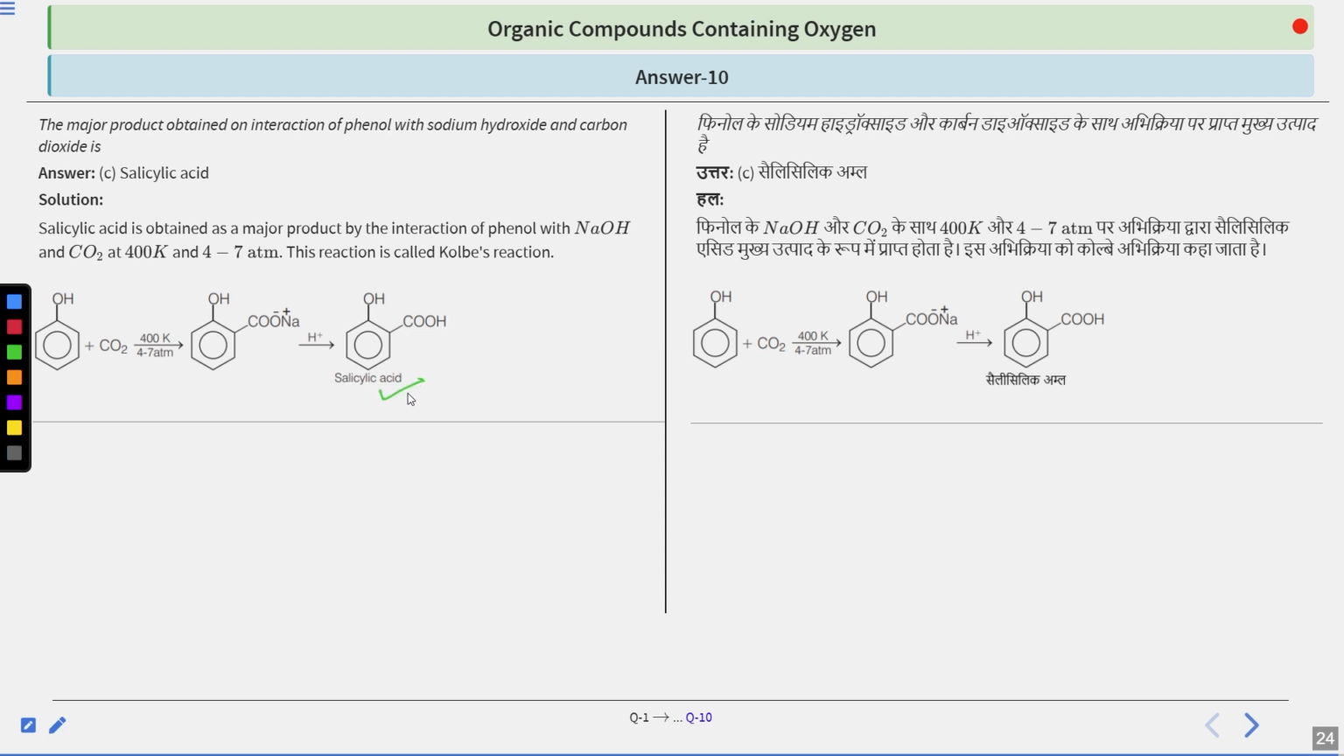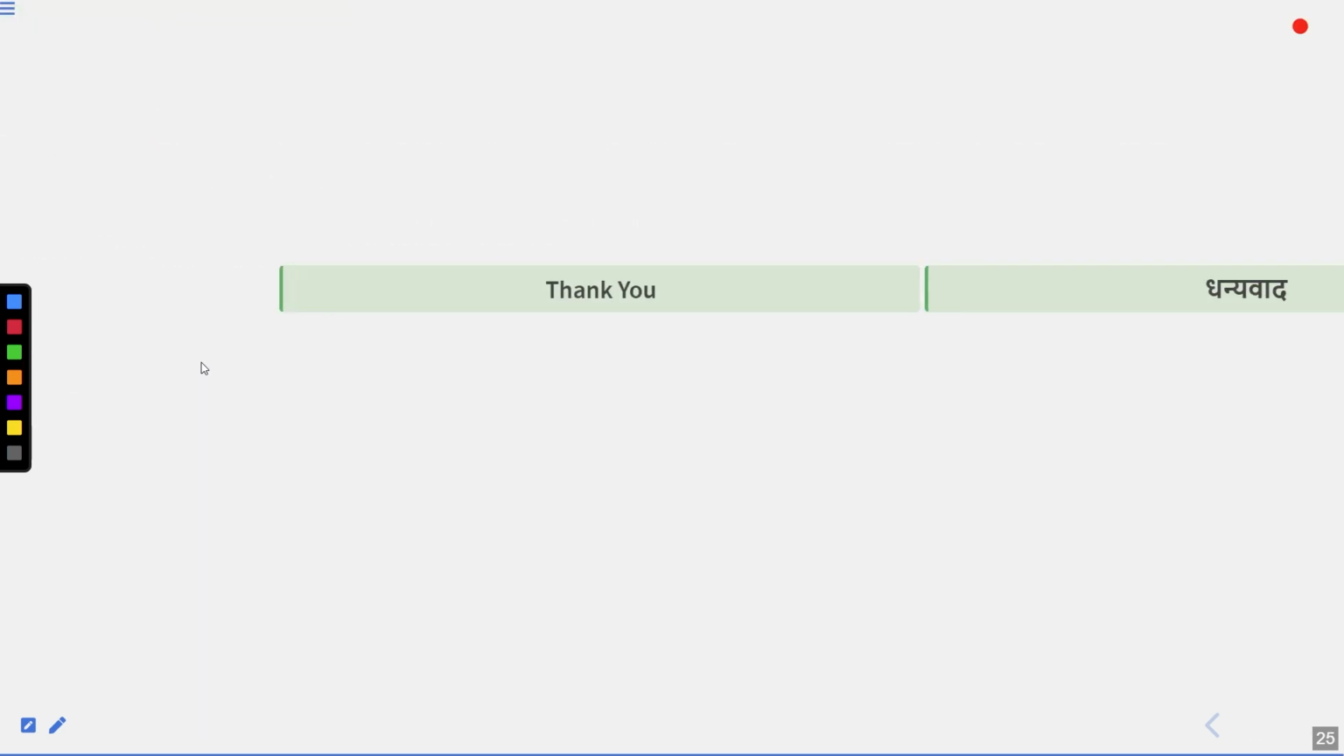Okay, forming salicylic acid. So when phenol reacts with sodium hydroxide and carbon dioxide, we will get the major product as salicylic acid under special conditions, that 400 Kelvin should be the temperature and 4 to 7 atmospheric pressure. This is known as the Kolbe-Schmitt reaction, a name reaction, and the major product is salicylic acid. Thus, we have our correct answer as option C. Okay, that's all. Thank you.